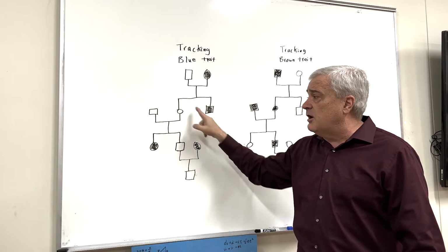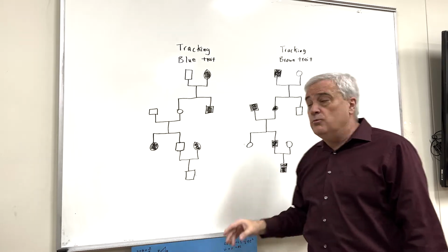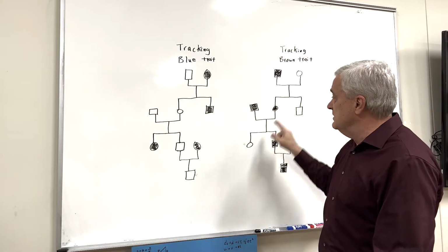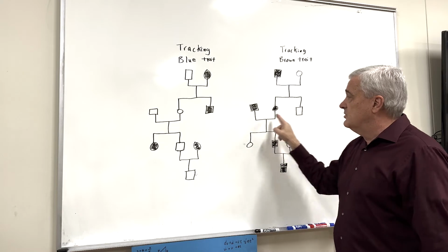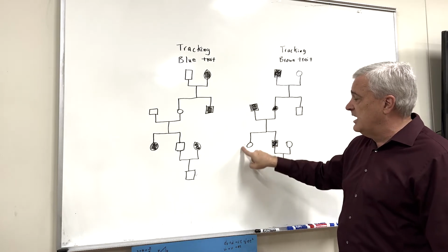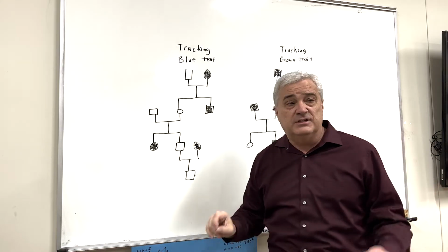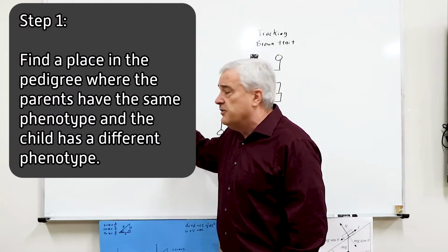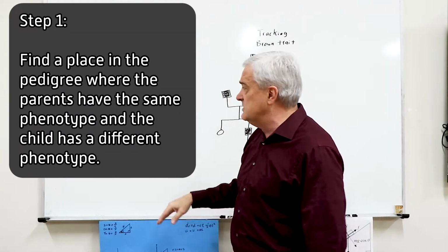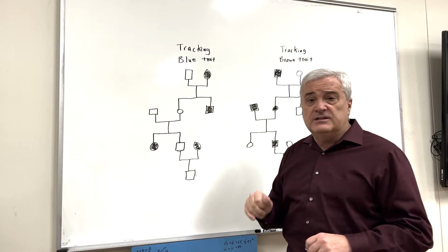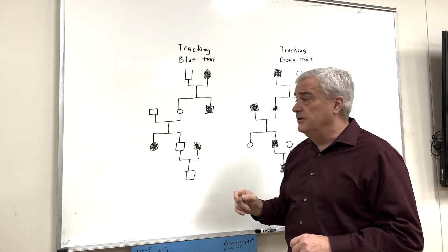These are the same people over here, the same people tracking different traits. So here the trait is expressed in the parents and this child doesn't have it, and here the trait is not expressed in the parents and this child does have it. So this is what I call like parents, different child. That is to say, the phenotype of the parents is the same and the phenotype of the child is different.